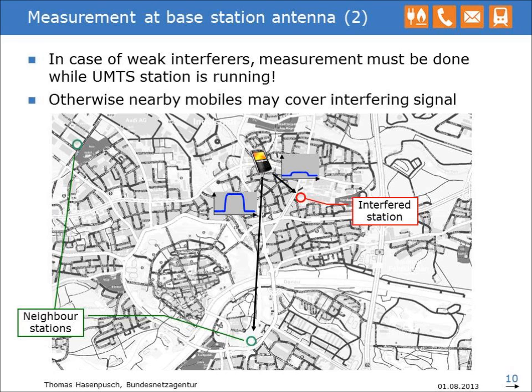So the mobile has to increase power in order to reach that faraway station. And this increased power will be seen when we do the measurement here. So it may actually cover our interferer. That's why it's important to keep the station running while we do the measurement, and that is possible. You will get an error message when you start up the station, but it can be ignored, so it can work on one of the antenna ports while we do the measurement on the other.